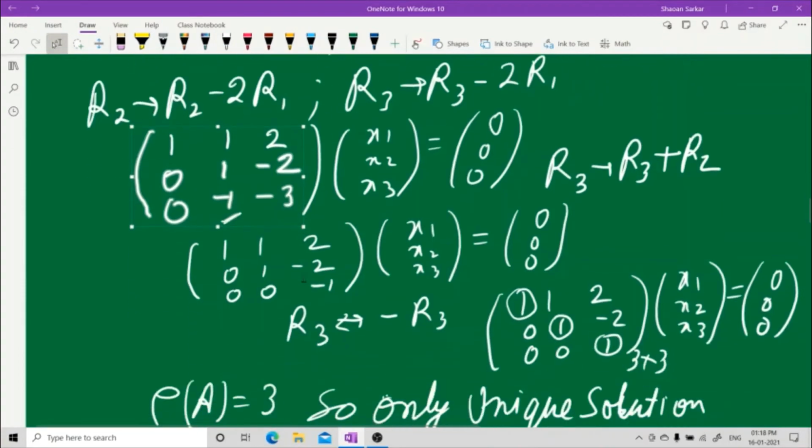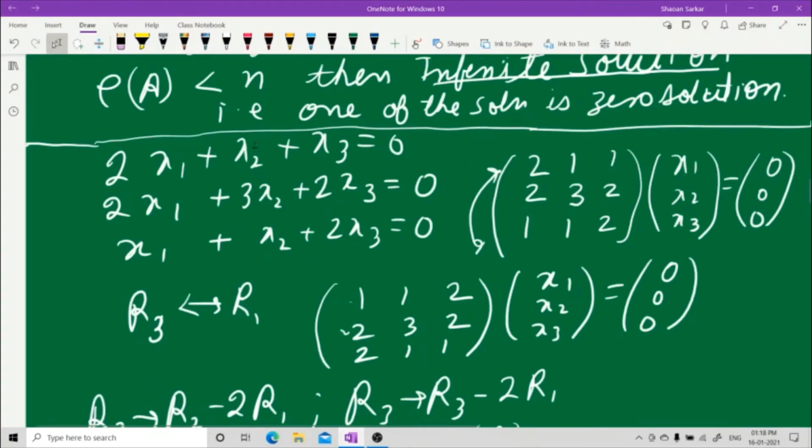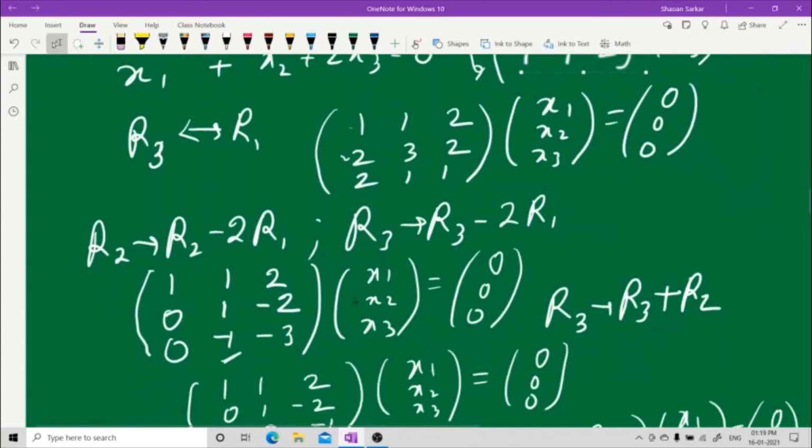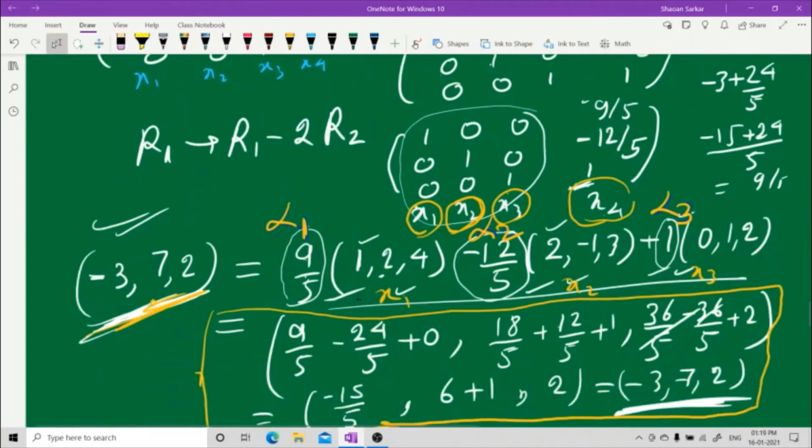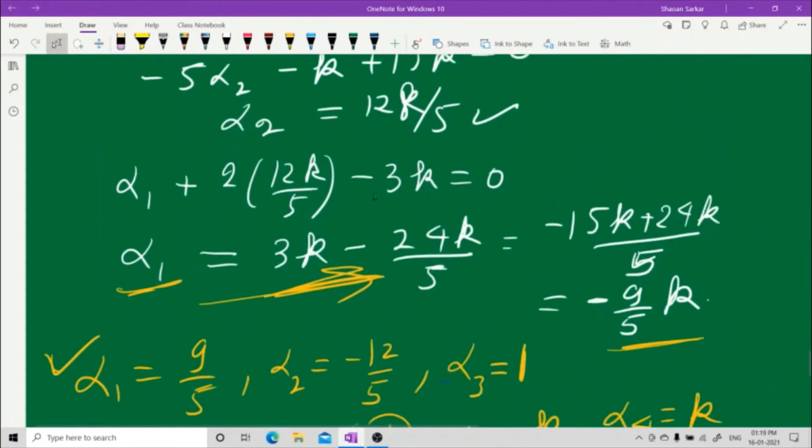Now I will show you one more method. You already had this matrix. Let me copy this matrix and bring it here. I can do this method only if I have an n cross n matrix. Otherwise, I can't do it.